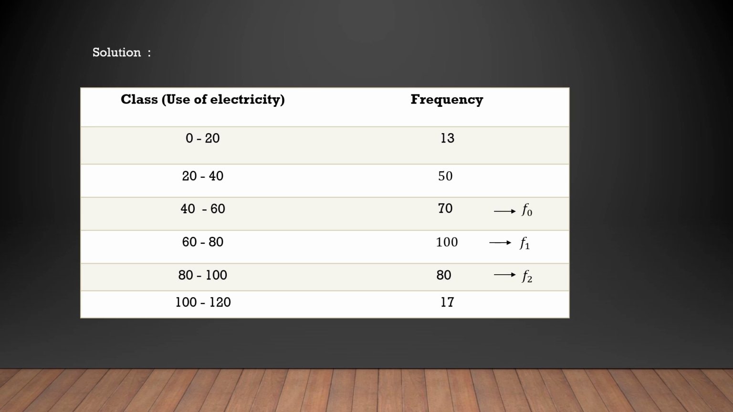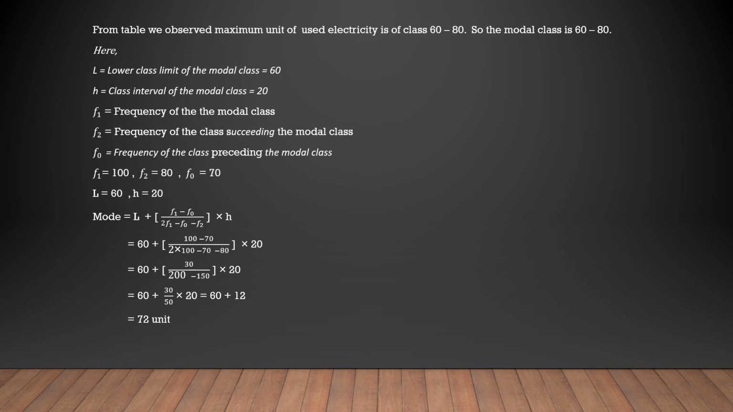So the value of L is equal to 60. H is equal to 20. F0 is 70, F1 is 100 and F2 is 80. So all values are given. The modal class is 60 to 80. L is equal to 60, H is equal to 20, F1 is 100, F2 is 80 and F0 is 70. Mode is equal to L plus, in bracket, F1 minus F0 by 2F1 minus F0 minus F2, into H.